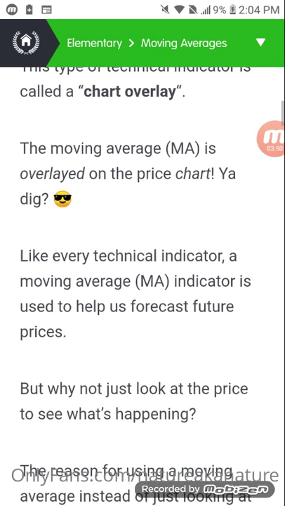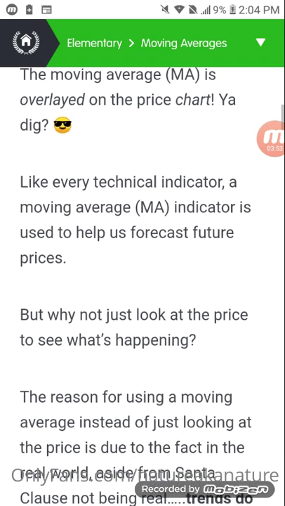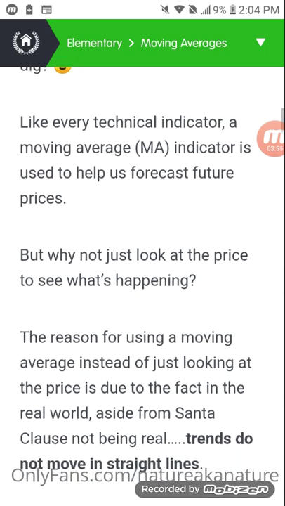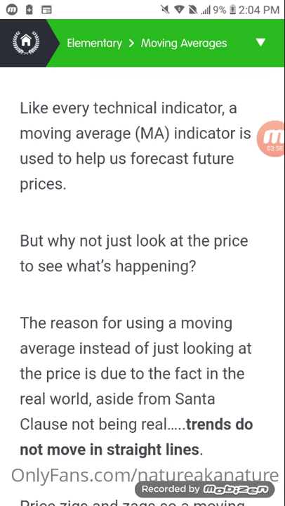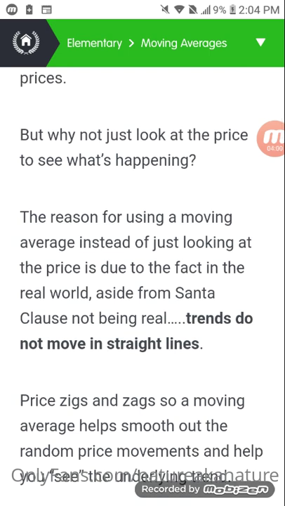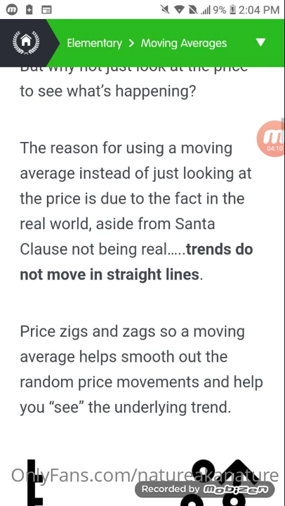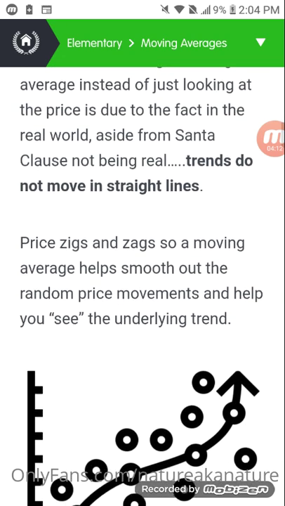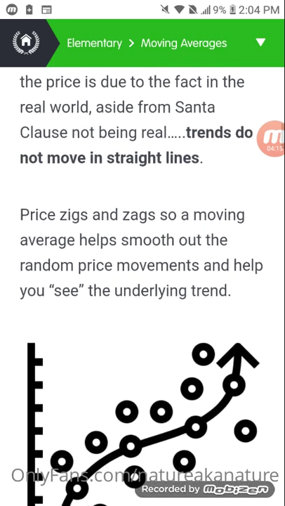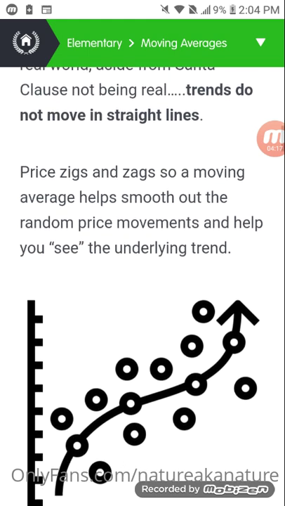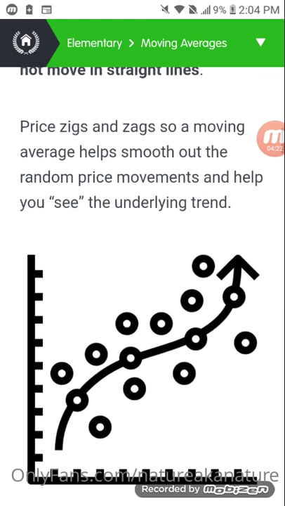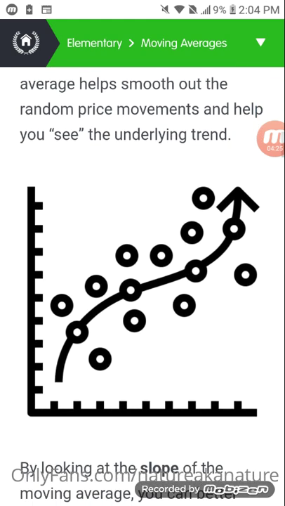Okay, so like every technical indicator, a moving average indicator is used to help us forecast the future price. But why not just look at the price to see what's happening? The reason for using a moving average instead of just looking at price is the fact that the trend does not move in straight lines. Price zigzags, and so a moving average helps smooth out the random price movement and helps you see the underlying trend, the real direction of the trend.